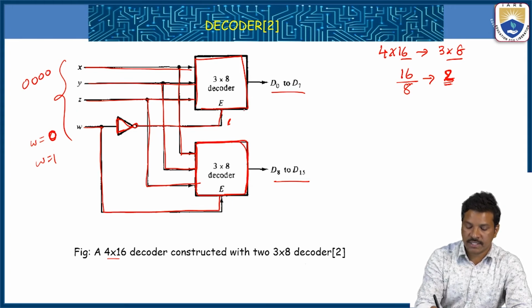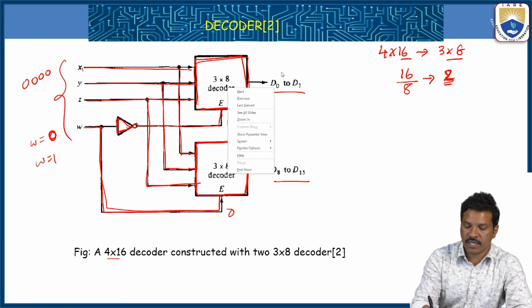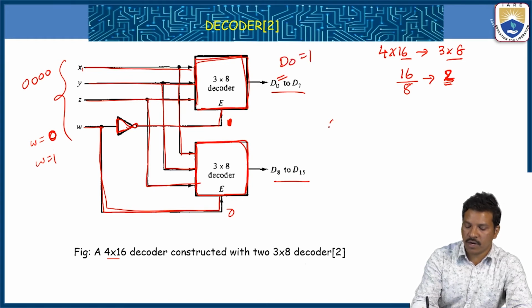In this case, which chip is on now? That 0 passes the inverter, then 1 is available here. Then the above decoder gets enabled. This one is directly given 0, so it is disabled. So when it is enabled, the XYZ combination is 0, 0, 0. That means the D0 output is active high, so D0 is equal to 1. So our combination is 0, 0, 0, 0 for X, Y, Z, W, and the D0 output is 1.